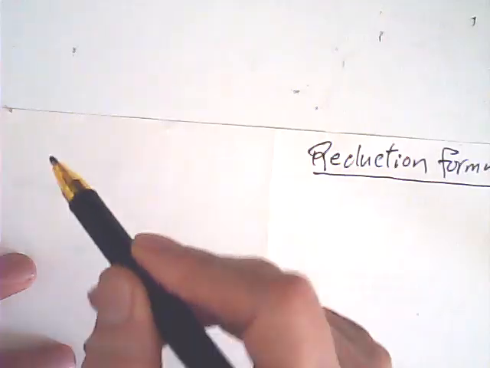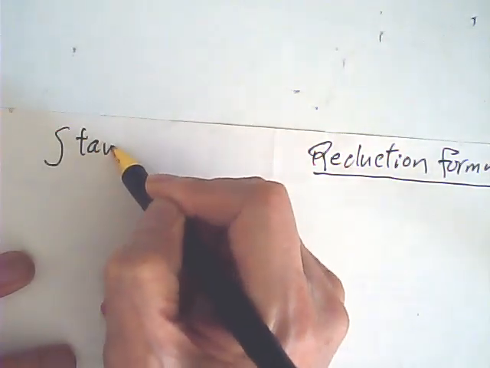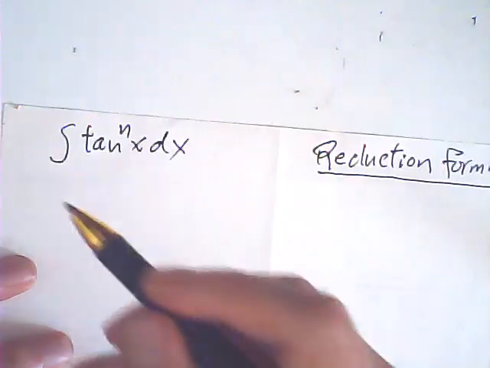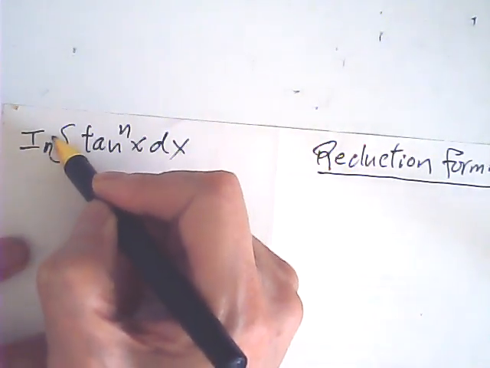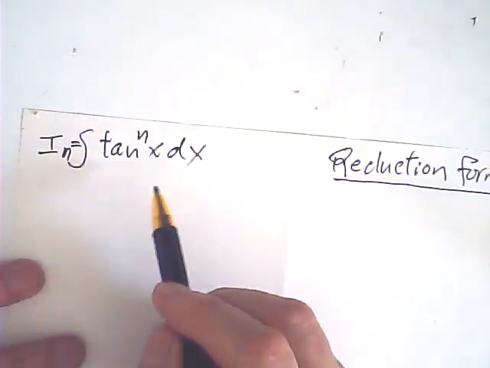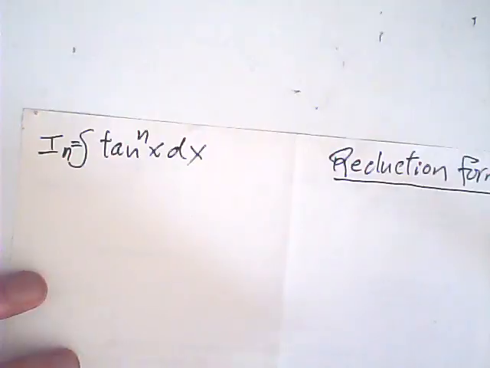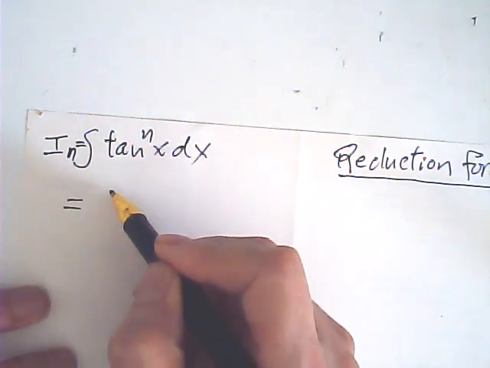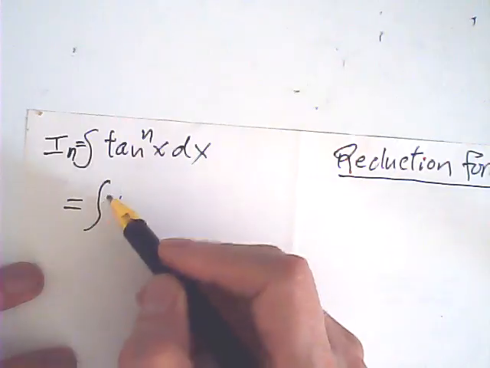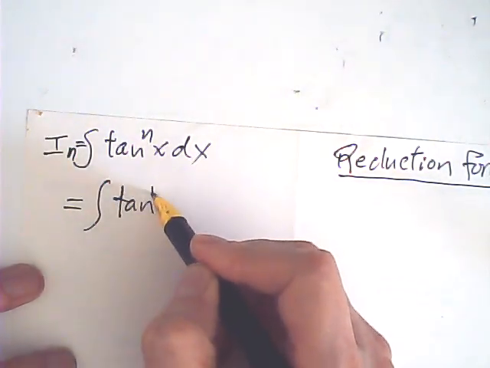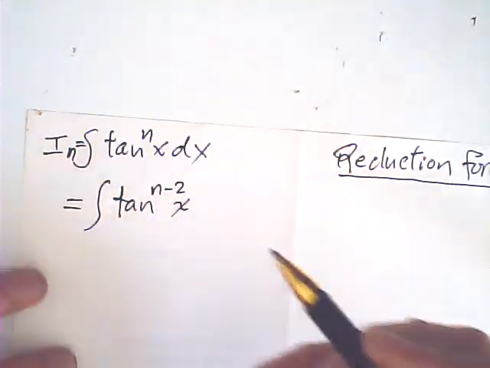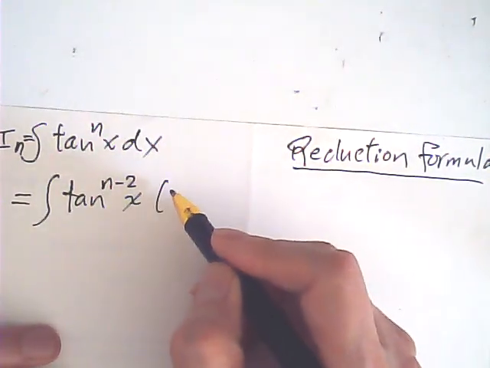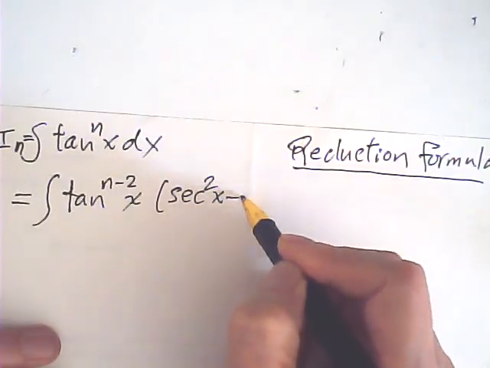The first example is tangent nth power of x. I call this one In. In is the integral of tangent nth power of x dx. Then I split this tangent n into tan n minus 2 of x multiplied by tangent square, right? Tangent square is secant square minus 1.